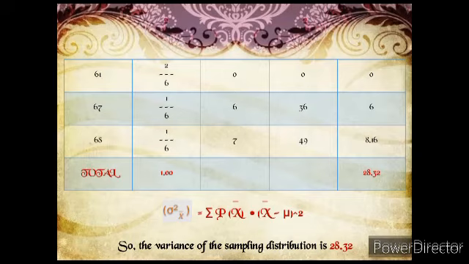The formula for solving the variance of the sampling distribution of the sample means is equals to the sum of all probability times the sample mean minus the mean of the sampling distribution squared. So, the sum of all probability times sample mean minus the mean of the sampling distribution squared is equals to 28.32. So, the variance of the sampling distribution is 28.32.